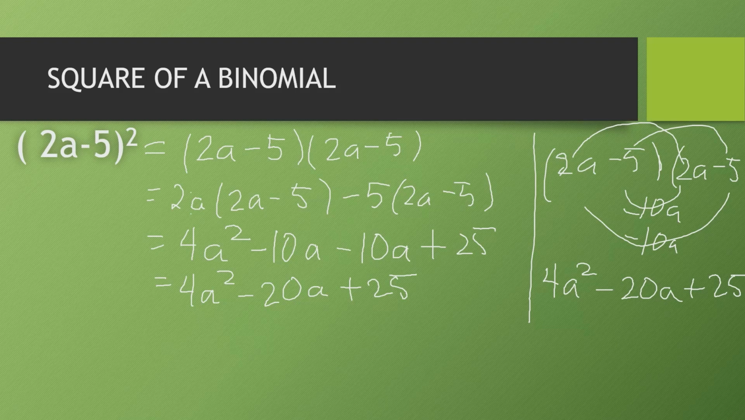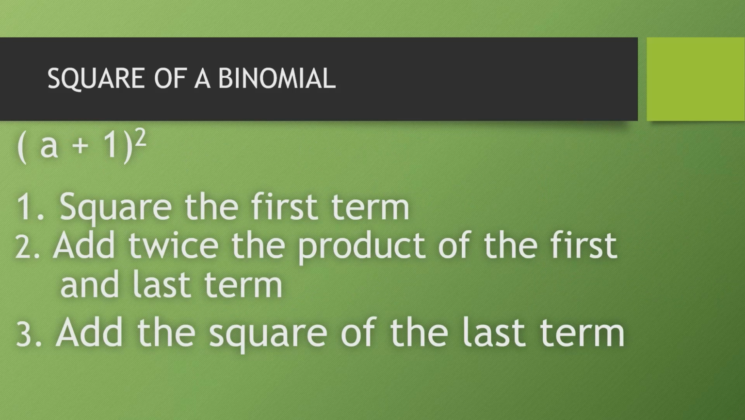Now, to check if our answer is correct, especially if you get confused with the sign: if the given binomial is negative, meaning the middle term of the resulting trinomial is negative. Then the first term and the last term are both positive. Okay? Now, for the shortcut method, this is what you need to remember.